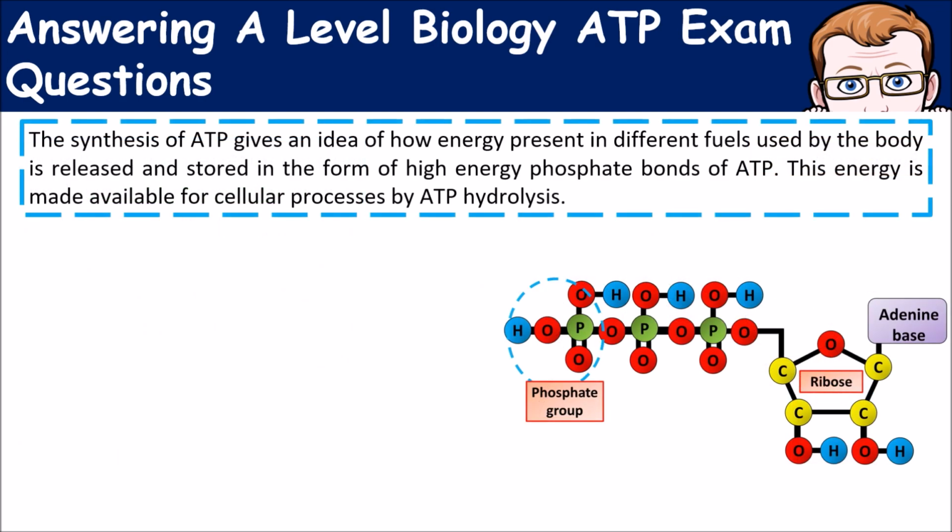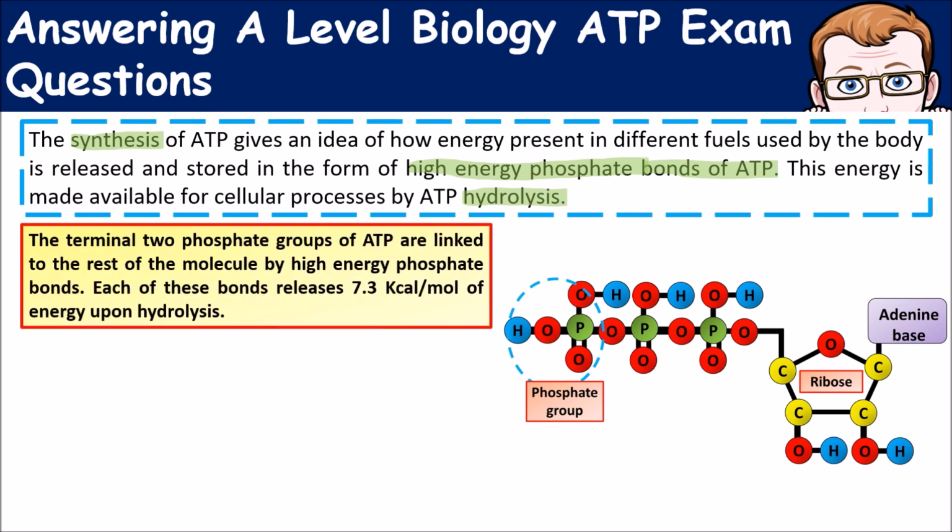The synthesis of ATP gives us an idea of the energy present in different fuels used up by the body, and energy is released from ATP as the high energy phosphate bonds within the ATP are broken. This energy is then available for the cell to use. The way that we break those high energy bonds is by hydrolysis, by putting a molecule of water in there.